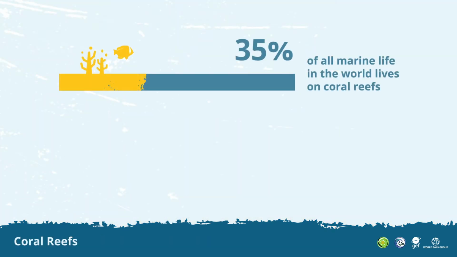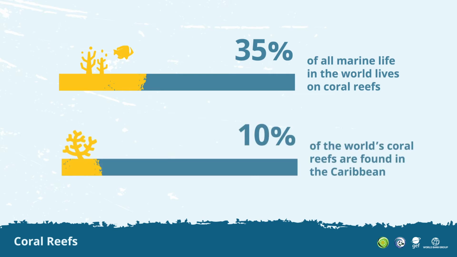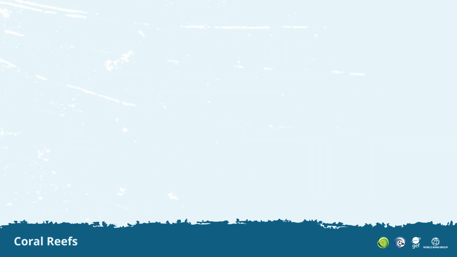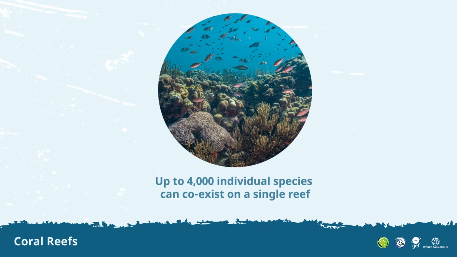35% of all marine life in the world lives on coral reefs, and an amazing 10% of the world's coral reefs can be found in the Caribbean. They are one of the most biodiversity-rich ecosystems in the world, providing habitat and food for an amazing variety of marine plants and animals, including 1/4 of all marine fish species. Coral reefs create complex structures, which serve as habitats, shelters, nurseries and foraging grounds for almost all types of marine organism. Up to 4,000 individual species can coexist on a single reef at a density 100 times greater than is average for the open ocean.